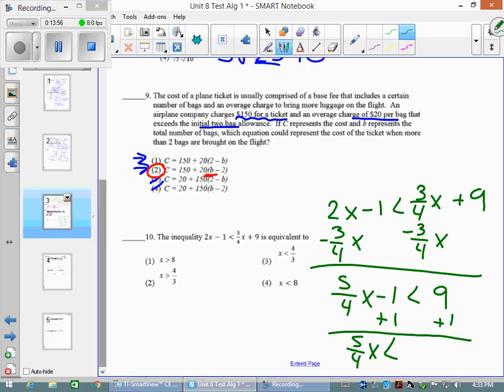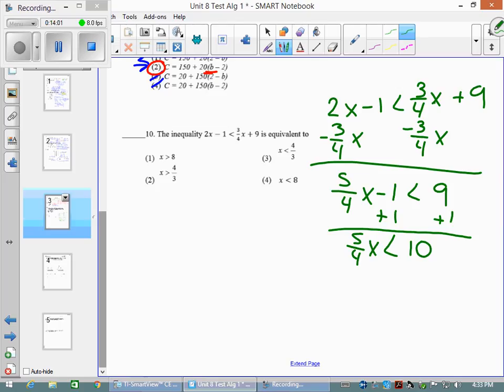Now, I need to continue to get x by itself, so in order to do that, I undo this multiplying by 5/4, so I'm going to multiply by its reciprocal. So multiply by 4/5 on both sides. And if I do that, I will get that x is less than 8. And that is choice number 4.